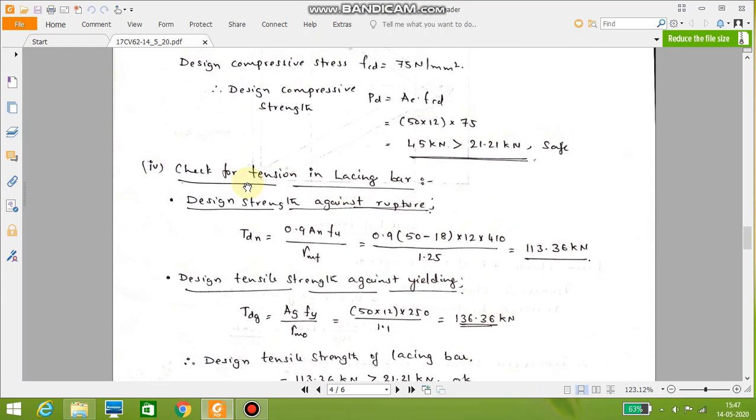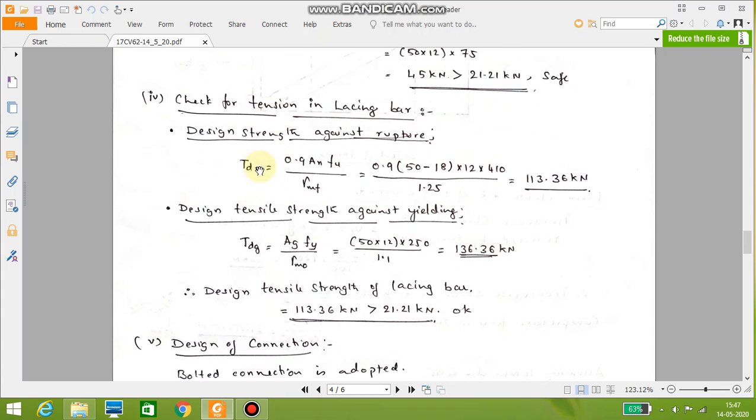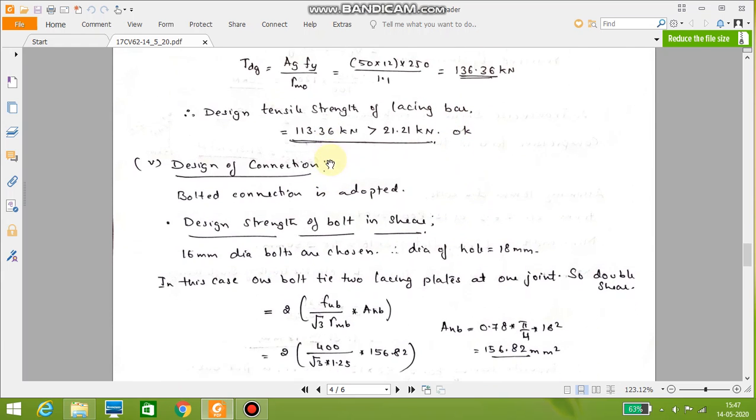It is safe. Now check the tension in the lacing bar. We have to do the two checks. One is design strength against rupture, works out to be 113.36 kilonewton, and second one is design tensile strength against yielding, Tdg, works out to be 136.36 kilonewton. Out of these two, least value should be greater than the compressive force. It is okay.